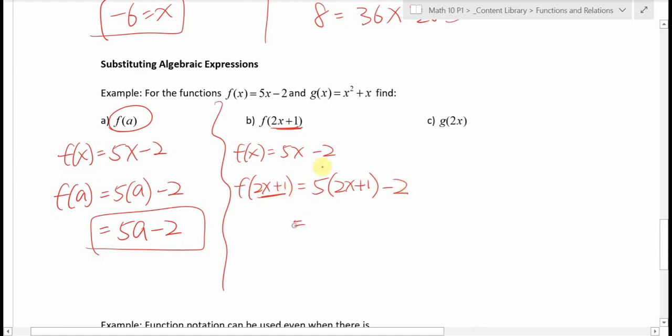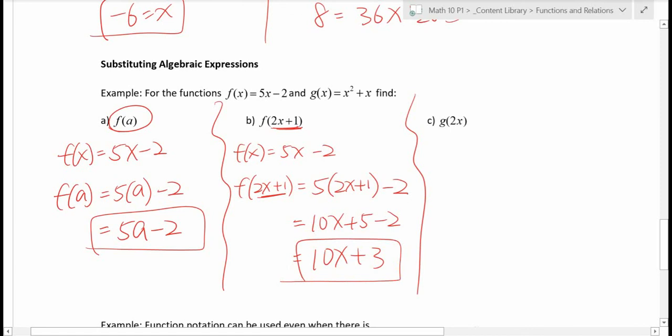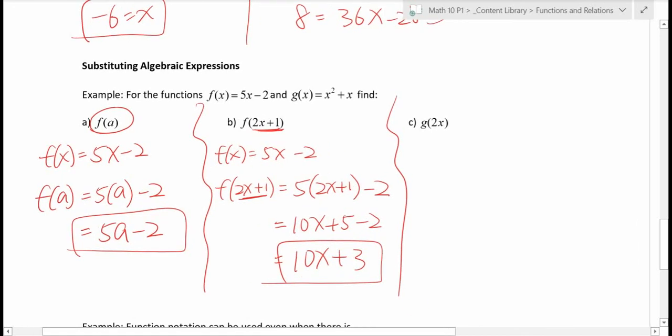And now I just need to simplify this. So 5 times 2x is 10x. 5 times 1 is plus 5. And we still have the minus 2 there. Therefore, collecting like terms, you should get f of 2x plus 1 equals 10x plus 3. Okay, I'll leave the last one for you to try.